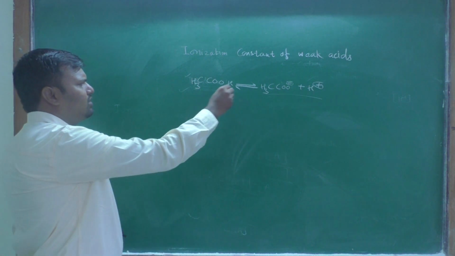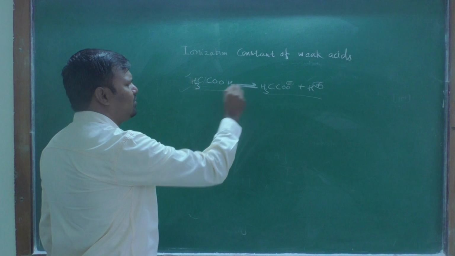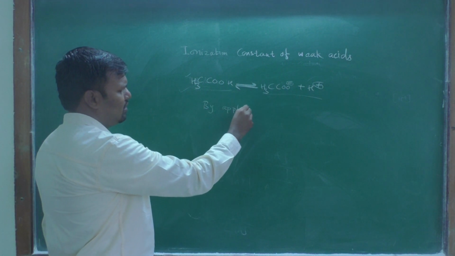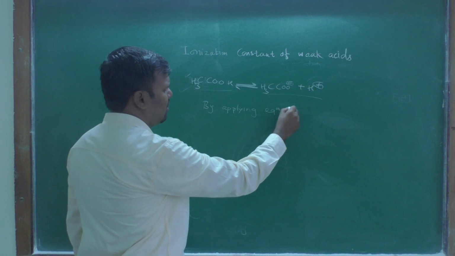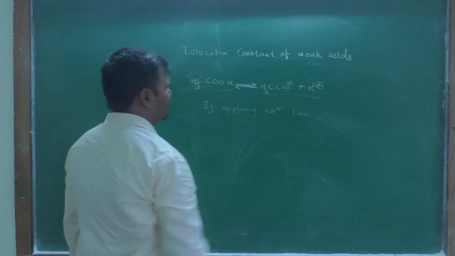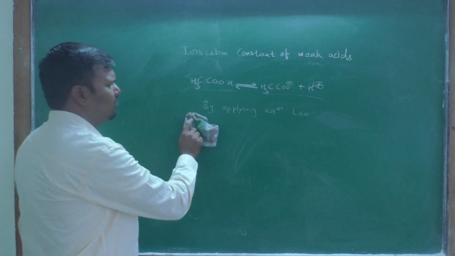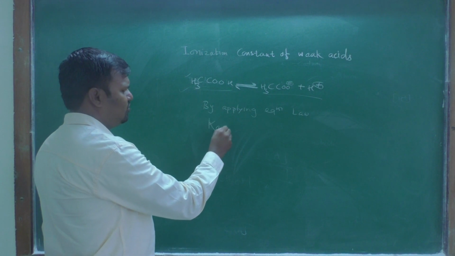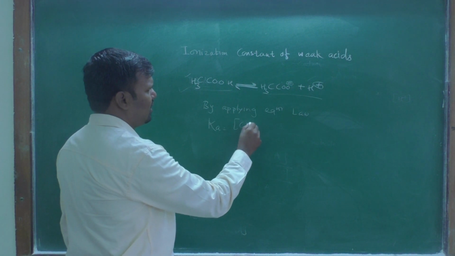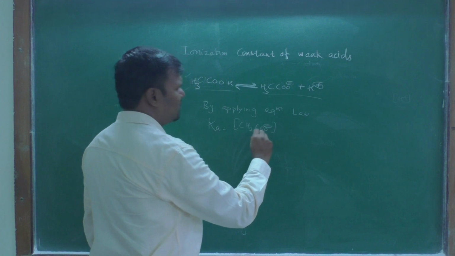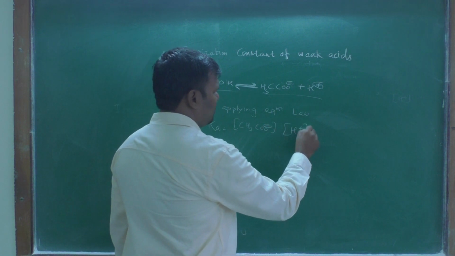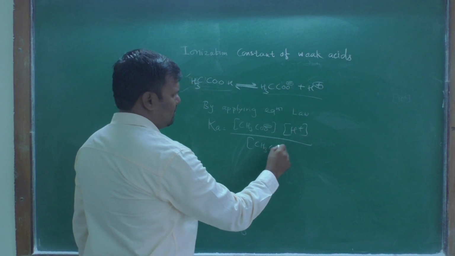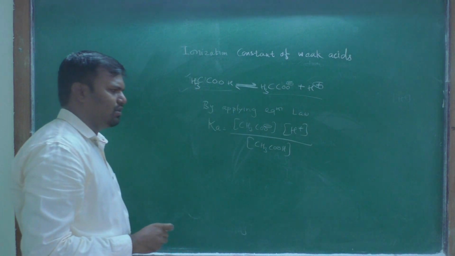Now there is equilibrium; the double-headed arrow means there is equilibrium. Therefore, by applying the equilibrium law, Ka is equal to the concentration of CH3COO- and the concentration of H+ divided by the concentration of acetic acid, that particular acid.